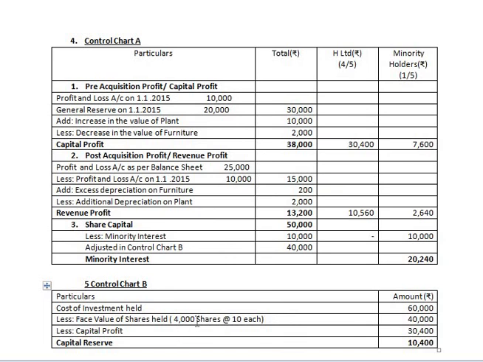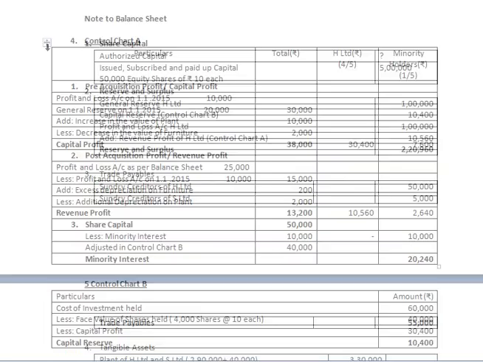Then you have to less the face value of shares held, that is 4,000 shares at rupees 10 each, that is rupees 40,000. You can take it from here directly, 40,000, or you can write 4,000 shares at 10 each, you'll get 40,000. Then you less the capital profit from control chart A, from here. So we'll get 30,400. Since we're getting a minus sign, it will be a capital reserve of 10,400.